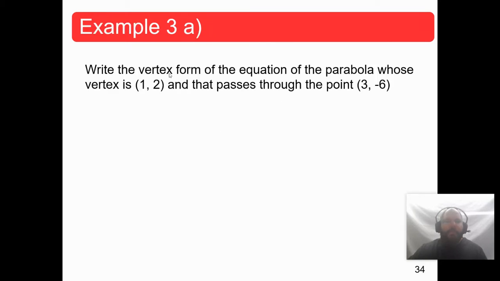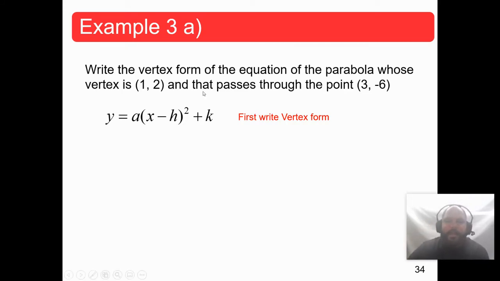So example 3 that I'm going to start out with is they want you to write the vertex form of an equation of a parabola whose vertex is at (1, 2), and it passes through the point (3, -6). What they did in this problem is they gave us information about the parabola, but they did not actually give us the equation of the parabola. So we need to first write the equation of a parabola in vertex form and identify which information they gave us in the problem.